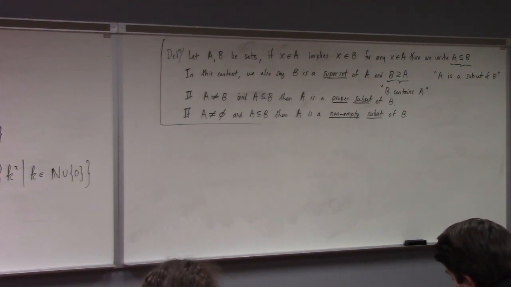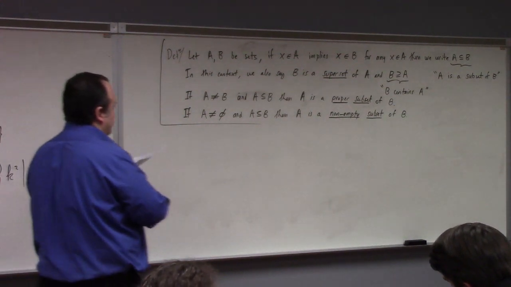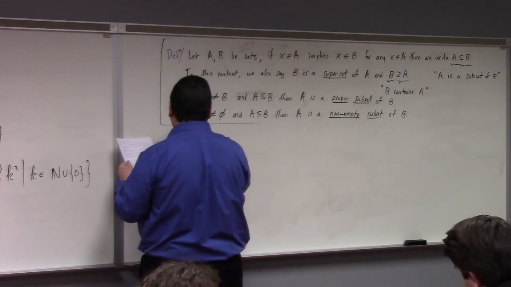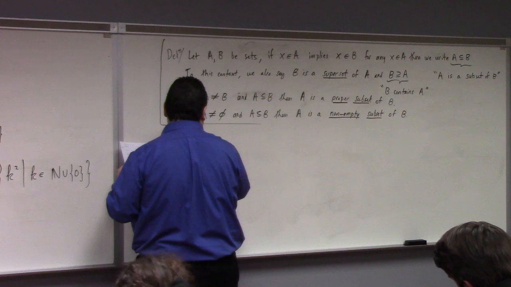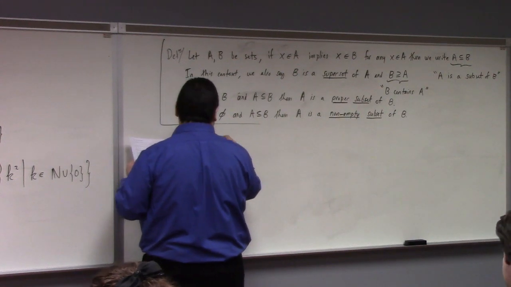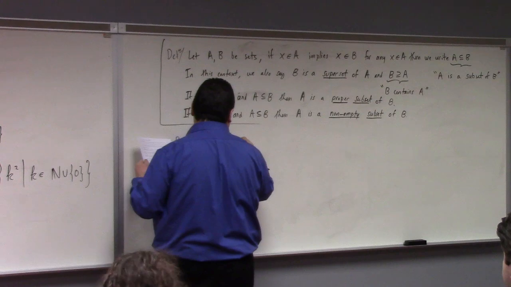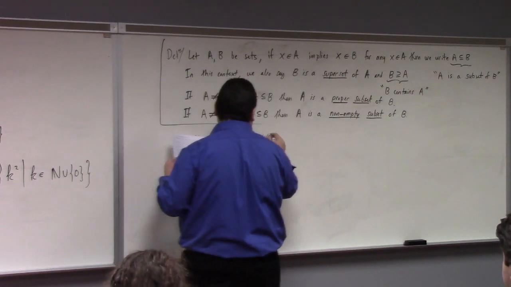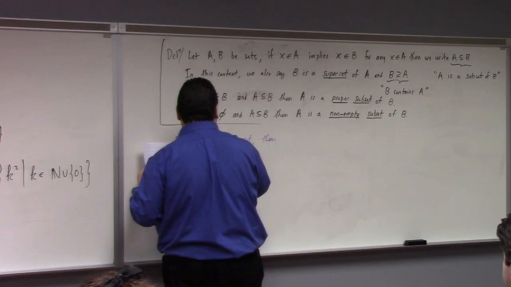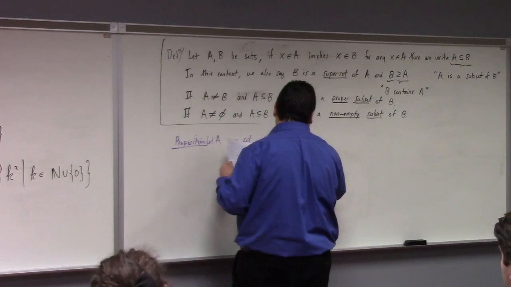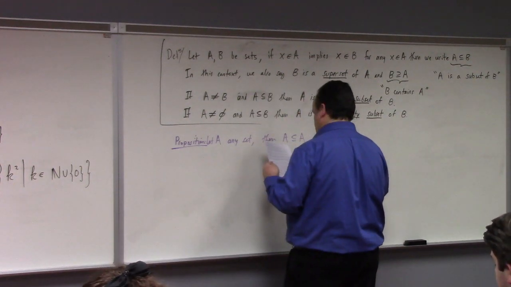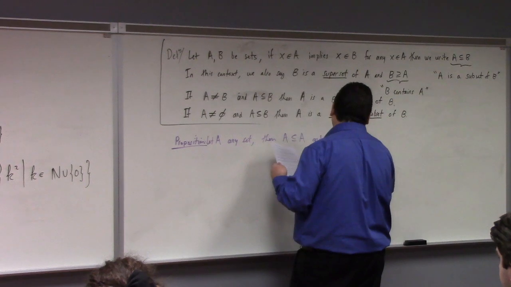Next up, here's a proposition that's stupidly easy to prove. Let A be any set. A is a subset of A, and the empty set is a subset of A.